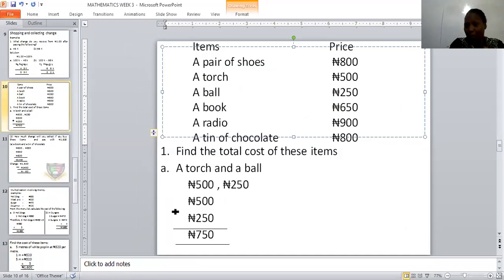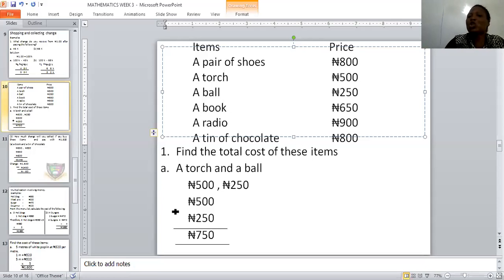You now want to shop. You want to buy things. You want to buy a torch and a ball. How much are you going to pay? Remembering they have their price tag. You must have been to a shopping mall before. You remember that they put price tag on each of their items.